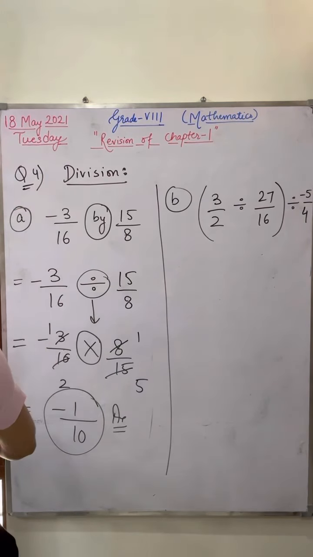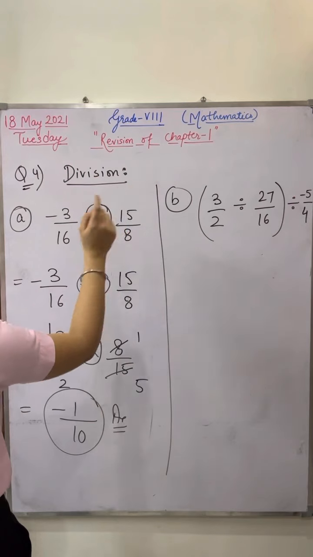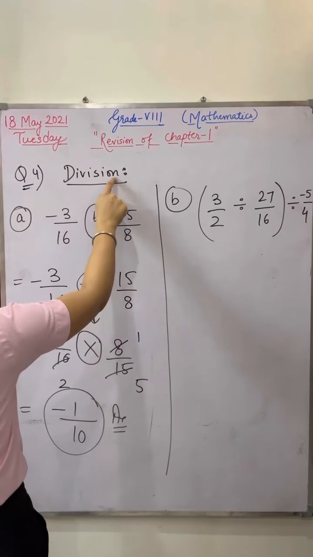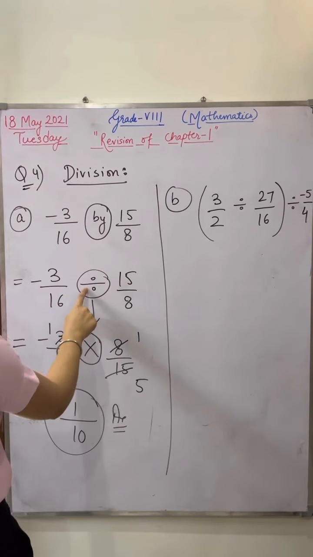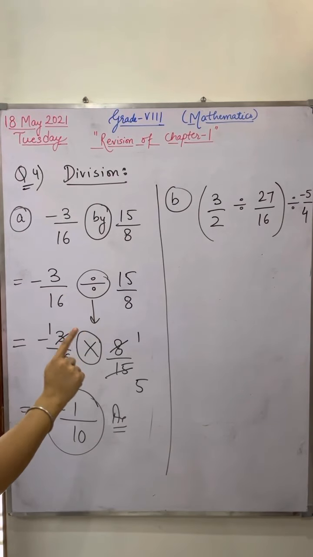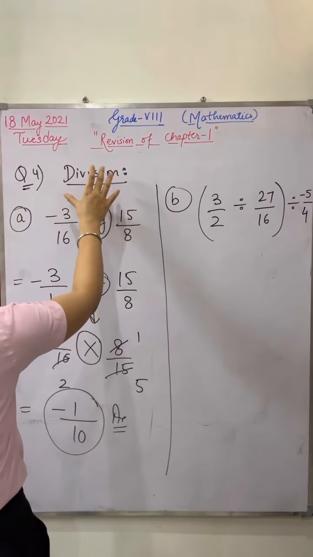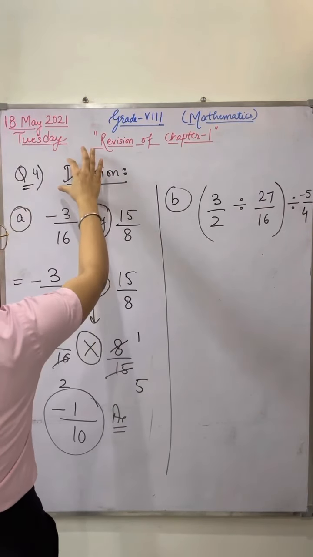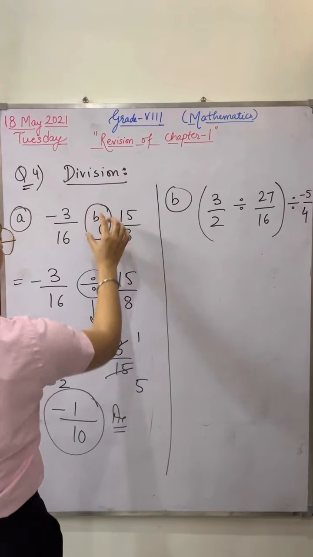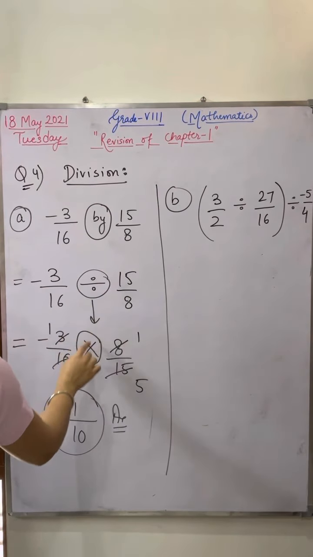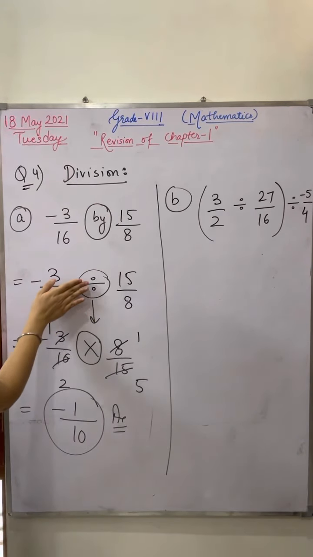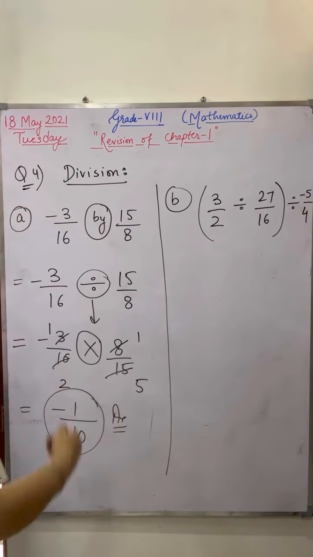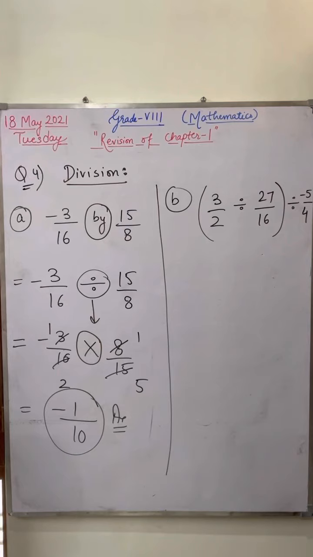Whenever you are having multiplication, I'll write here by. By means multiply. Okay, if division is there, by means division. If I've written here division, then by means division. And then in the next step, you have to remove the division sign and put here multiply. The next term will be reciprocal, and then cancel the terms.